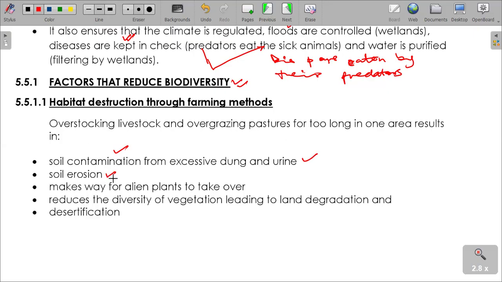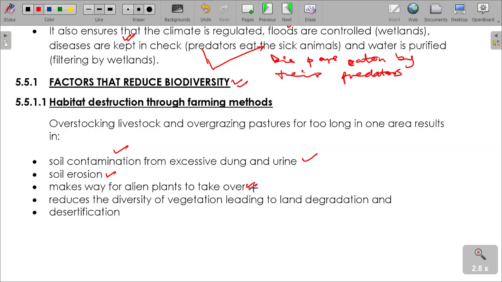There is also a problem to do with soil erosion, the destruction of vegetation, where now soil is exposed, instead of it being covered by the vegetation that is no longer there. It has been overgrazed, hence it results in soil erosion. It makes way for alien plants to take over.